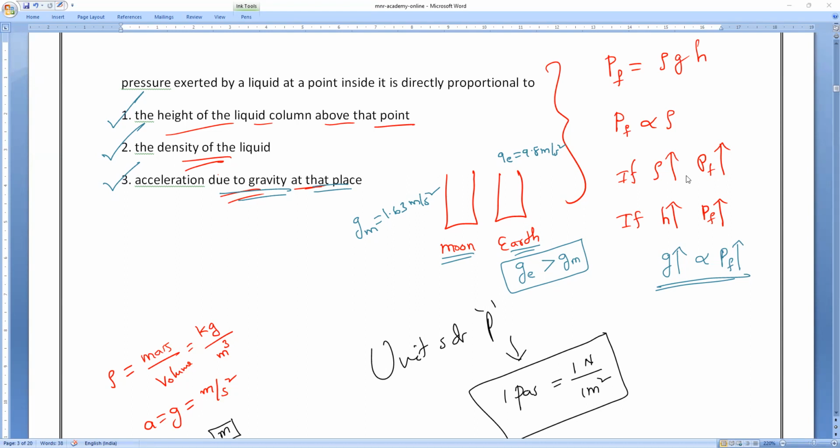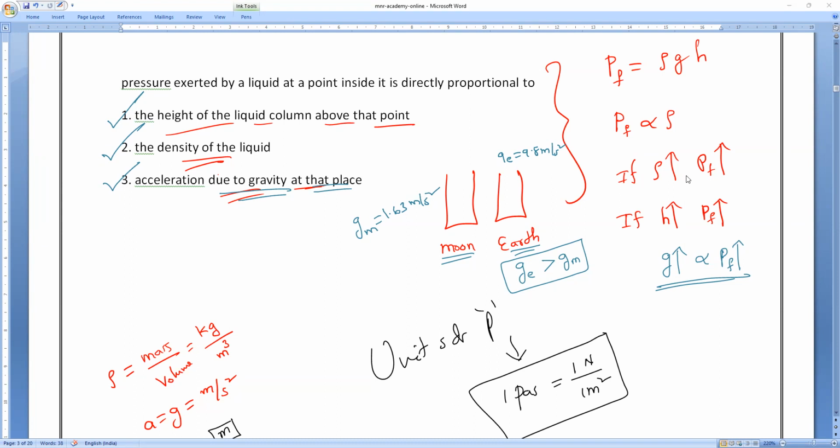So these are the three factors which will affect the fluid pressure. Then next we will study what is the name of the fluid pressure. The pressure exerted by the fluid, we used to call it basically buoyant force, or we used to say buoyancy. From that, we'll discuss in our next class. I hope you all understand, everybody.